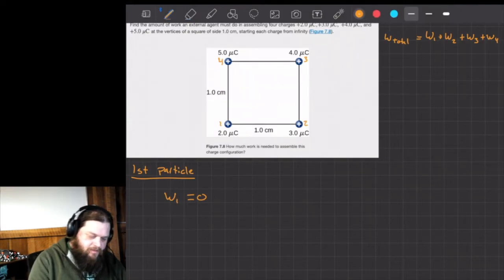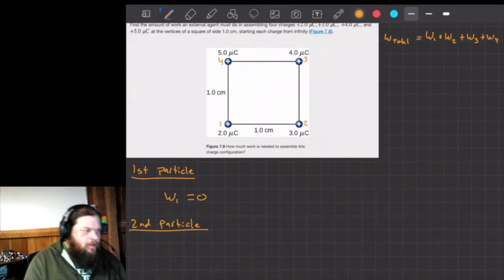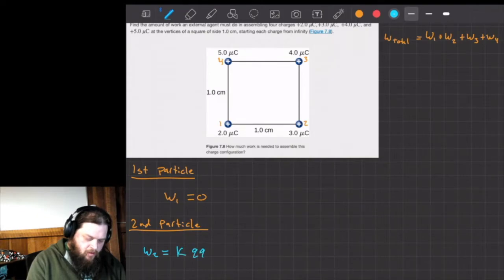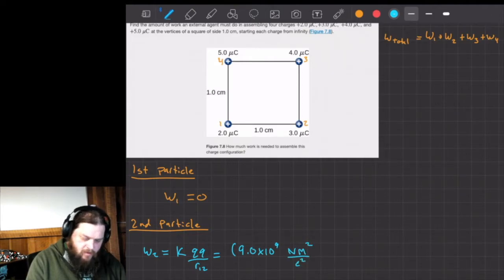So that was easy. We can look at the second particle. This time we have some work to deal with. So the work of the second particle is going to be equal to K Q Q over R 1,2, which is equal to 9.0 times 10 to the 9th power newtons meters squared over coulombs squared. I just rounded off my 8.99. That's my value for K.